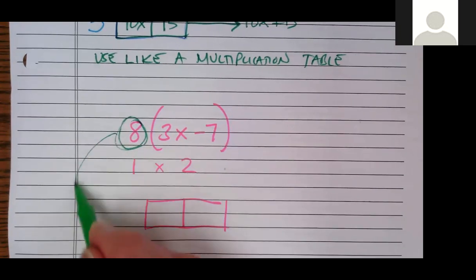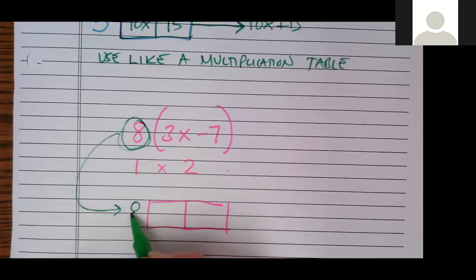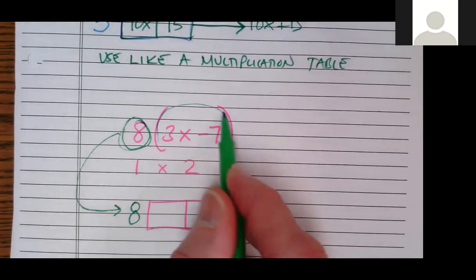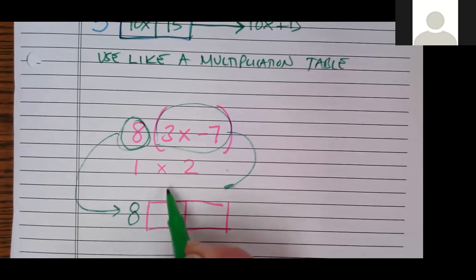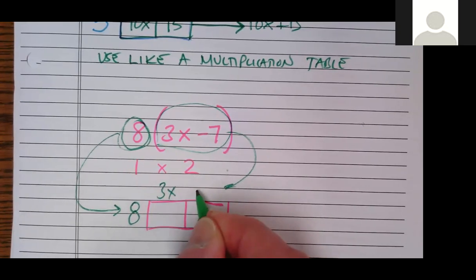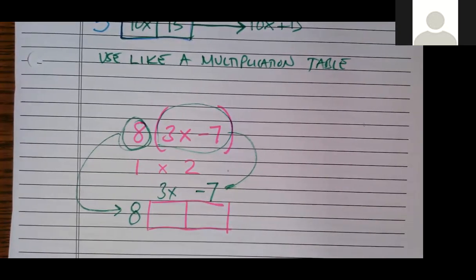Okay, so I'm going to put that 8 right over here where I've got my 1 term, which means what's going to go up on top here? What's going to go here on the top right there? 3x right there, and then here's going to be negative 7. All right, solid. So now when I multiply this together, that is going to help me out.